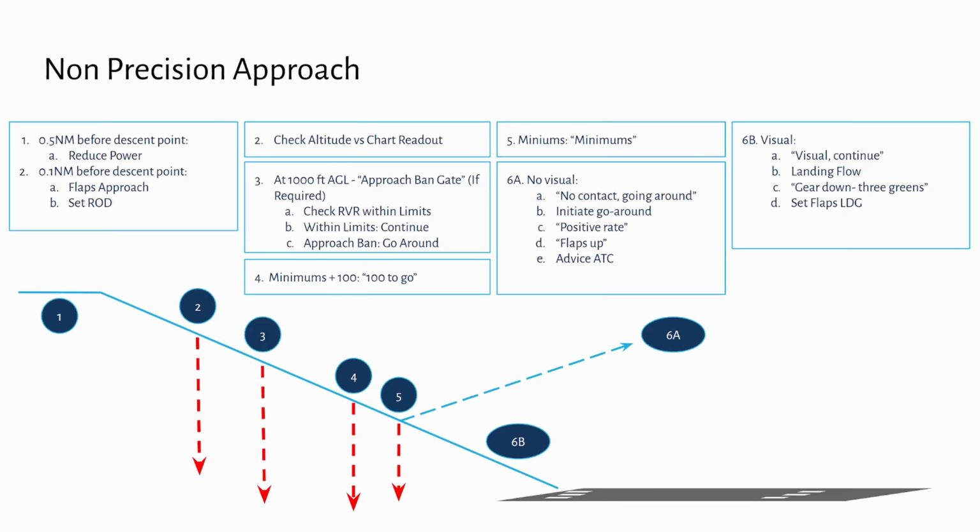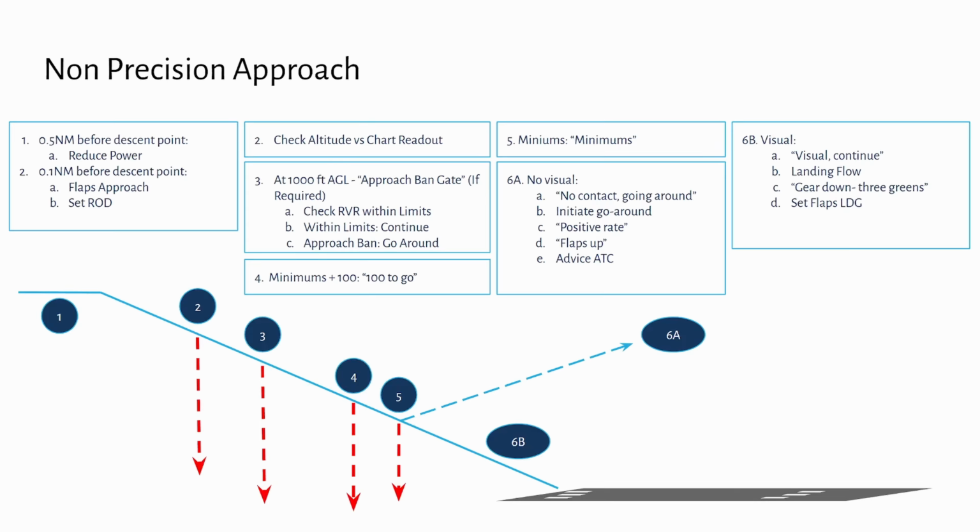Along the approach, we need to check our altitude versus the chart readout. As this approach does not have a 3D guidance method, we're going to need to maintain the descent rate and check our altitude at every single mile against our true altitude in order to gauge whether we're too high, too low, or on profile.